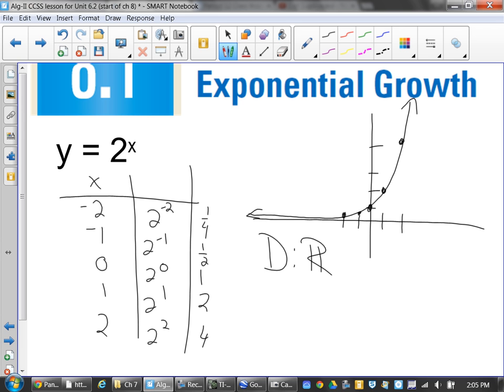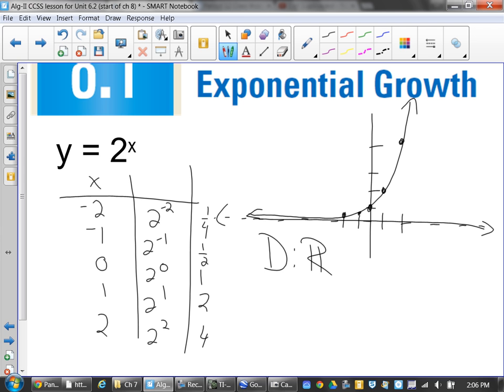Now, think about what's happening here as the values of x are going negative. As the values of x are going negative, what is the graph approaching? An asymptote. It's approaching 0. Does everybody agree that it's getting infinitely closer and closer to 0? Is it ever going to touch 0? No. So this becomes a horizontal asymptote.